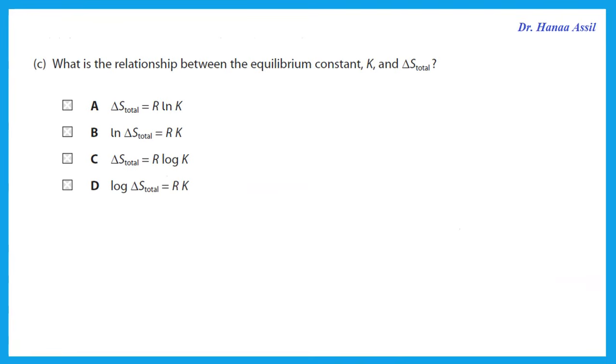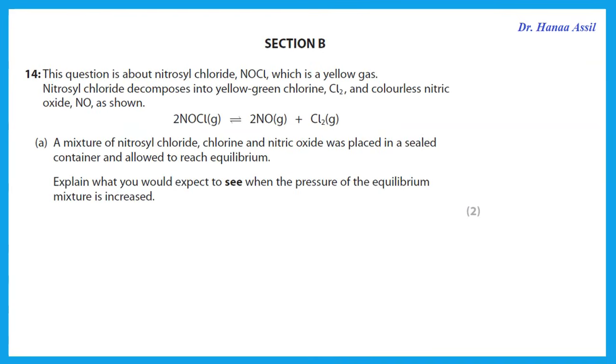What is the relationship between equilibrium constant K and delta S total? Remember, this is the relationship. Delta S total is equal to R ln K, natural log of K.